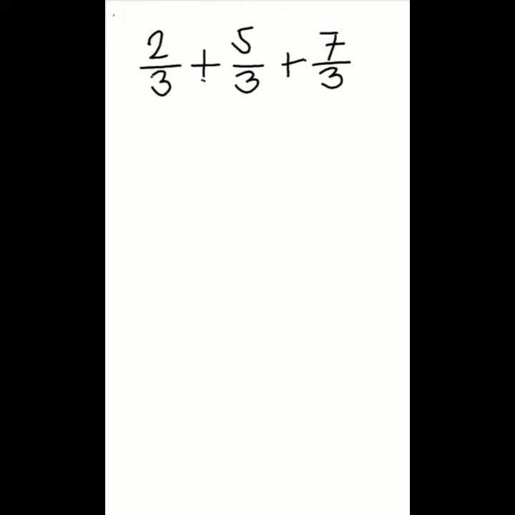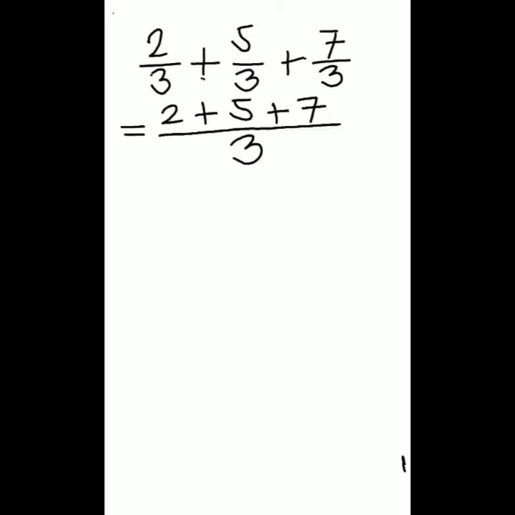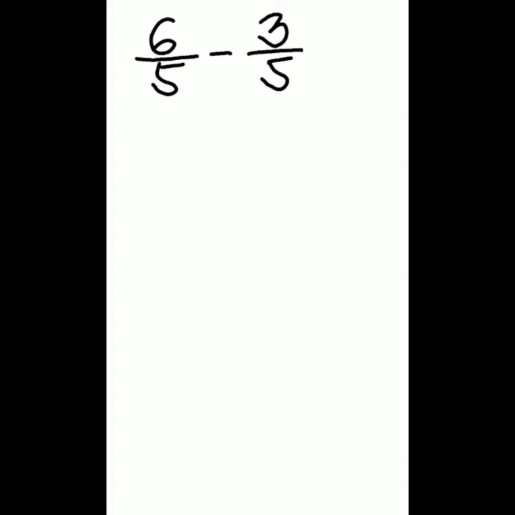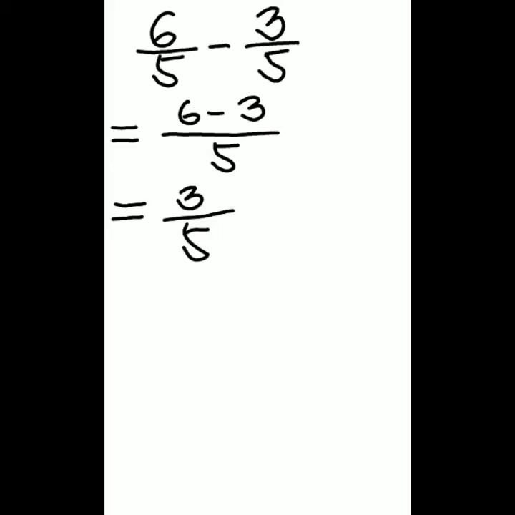Another example is 2 over 3 plus 5 over 3 plus 7 over 3. Simply add 2, 5, and 7, which are equal to 14. Since their denominators are all similar, the fraction will be equal to 14/3. Let us use one of the first two examples for the subtraction of fractions. If 6/5 minus 3/5, simply subtract the numerator 3 from the other numerator 6. The fraction will then be equal to 3 over their similar denominator 5.